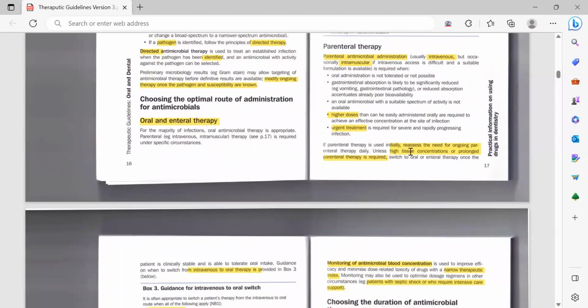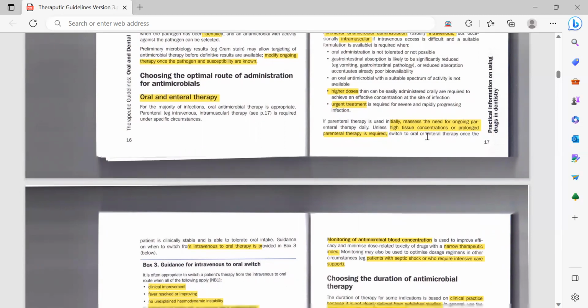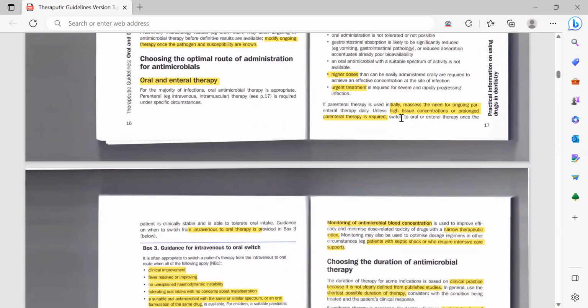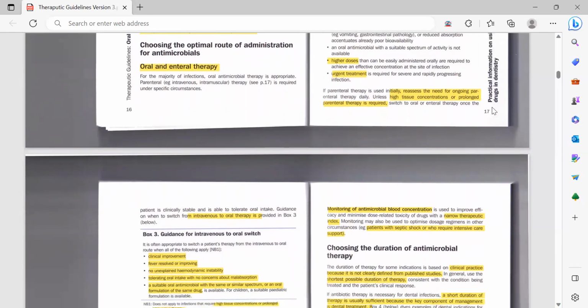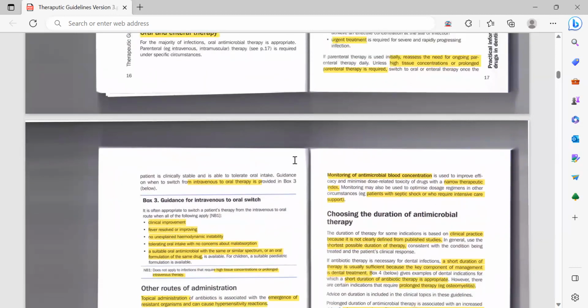If parenteral therapy is used initially, reassess the need for ongoing parenteral therapy daily, because parenteral therapy is generally given in hospital conditions, right? So they will review it daily. Unless high tissue concentration or prolonged parenteral therapy is required, switch to oral or enteral therapy once the patient is clinically stable. So always look for the signs, like if the patient is getting stable, or if the fever is going down, if the signs of infection are going down, then you can always de-escalate the antibiotic.